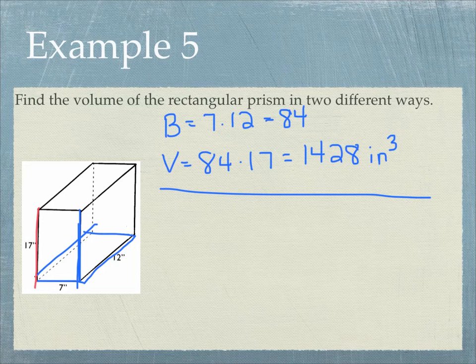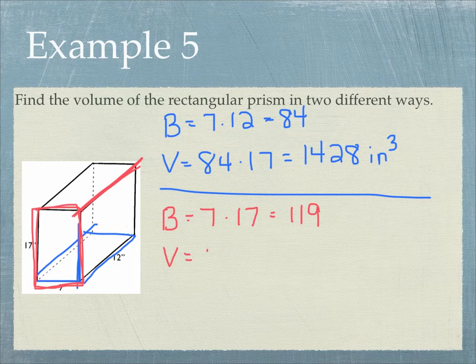What if I called this my base? Right, I could make that the base. So the area of my base now would be 7 times 17, which is 119. And then multiply that by how many there would be in the stack, which would be like this. Right, if I was going to stack those red rectangles up, that's which direction the stack would go in. So that would end up being 119 times 12.